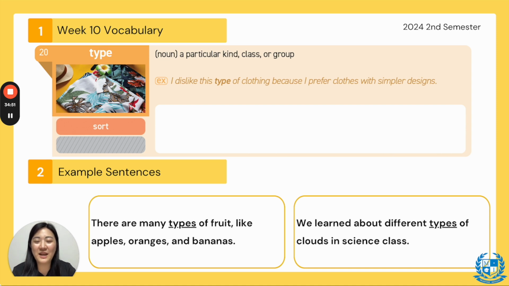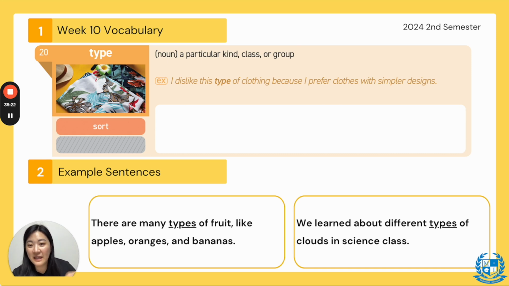And number 20, our word is type. Everyone say type. Is it this type? No, not typing. The synonym is sort, and it is a noun. It means a particular kind or class or group. So it's a type of something, the category. Example, let's read together. 1, 2, 3. I dislike this type of clothing because I prefer clothes with simpler designs.